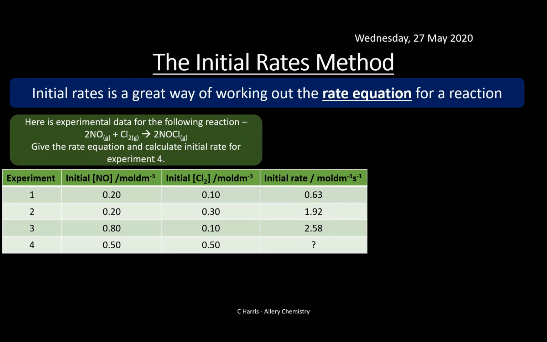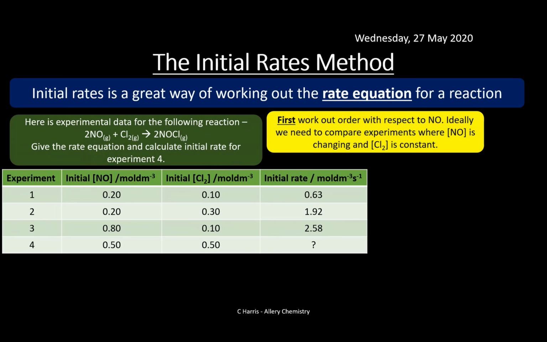The first thing we need to do is work out the order with respect to NO. We need to work out the order for each of these substances. So work out NO first, and ideally we need to compare experiments where the concentration of NO is changing and the concentration of chlorine is constant, because if there is a change of rate, we know that it's only because of the concentration of NO and not Cl2.